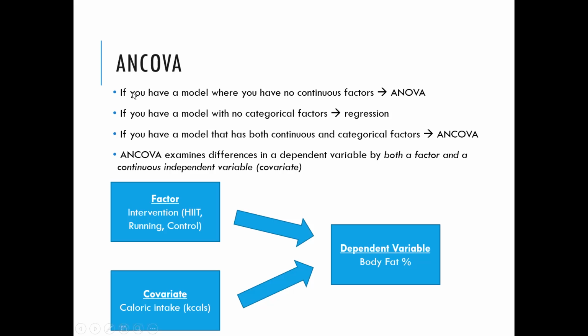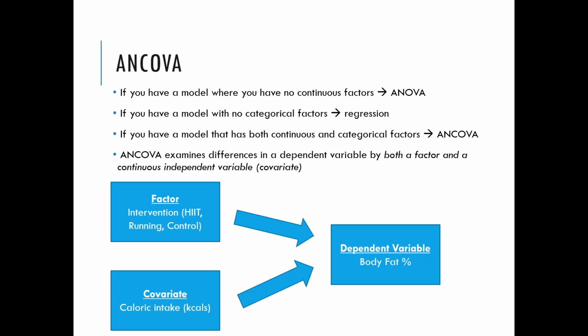So I kind of gave an example where if you only have categorical or non-continuous factors, right? You just have these categorical independent variables, then you're just running an ANOVA. If you have a model with no categorical factors or everything is quantitative, then you're running a regression, right? So an example would be our correlation. And that's just an example of a simple regression where you have 2 quantitative variables. But if you have something where you have both a continuous and a categorical factor or independent variable, that's when we're running an analysis of covariance.